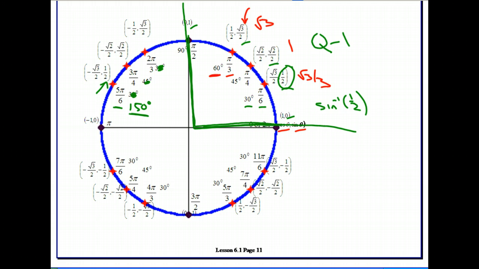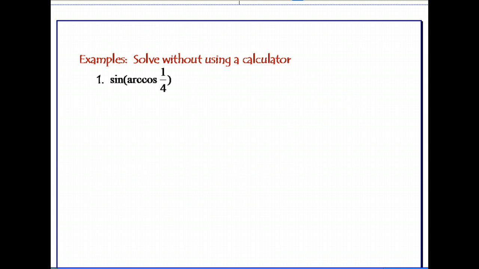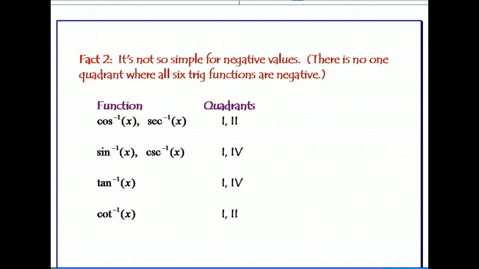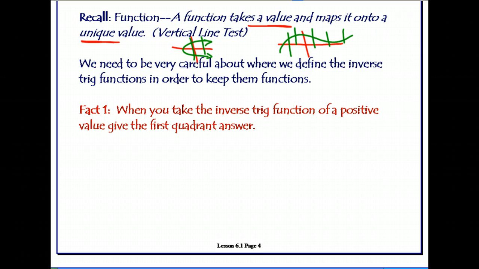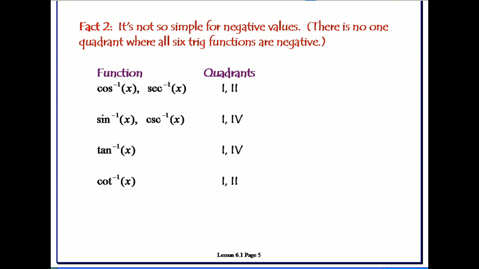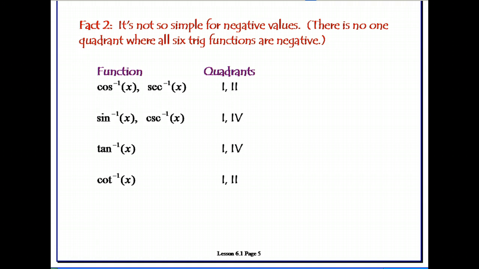Okay, so this comes up more clearly, because it's kind of natural to give first quadrant answers. This comes up more clearly when we're dealing with the negative trig functions, or the inverses of the negative ones. So we have to be careful that we give one answer, and everybody agrees on what that one answer is going to be. When you take the inverse trig function of a positive value, we gave the first quadrant answer. No big deal. However, when we take the inverse of a negative value, it's not quite as easy, because there's not one quadrant where all six trig functions are negative.